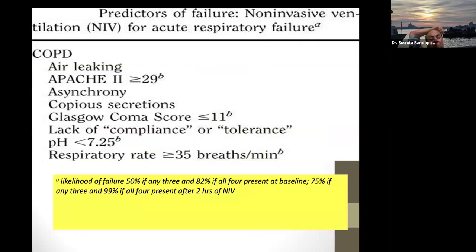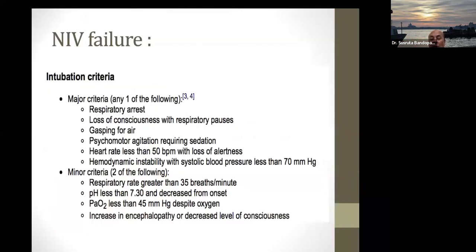Predictors of failure of NIV for acute respiratory failure. If these things are present, you know that the NIV may not work: too much air leak, APACHE score more than 29, that is seriously ill patients, asynchrony, Glasgow Coma Score less than 11, lack of compliance or tolerance, pH less than 7.2 persistently, and respiratory rate of 35, the patient is still very tachypneic. Here it is likely to fail.